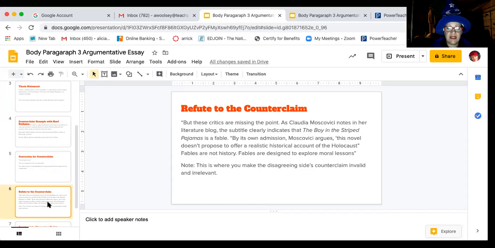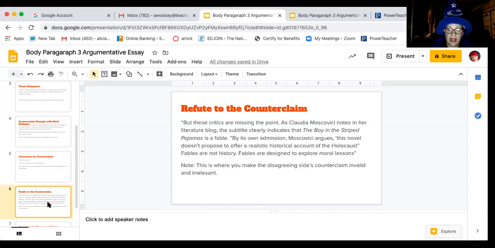As Claudia Moscovici notes in her literature blog, the subtitle clearly indicates that the boy in the striped pajamas is a fable. By its own admission, Moscovici argues this novel doesn't propose to offer a realistic historical account of the Holocaust. Fables are not history. Fables are designed to explore moral lessons.